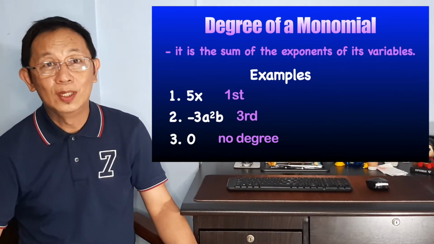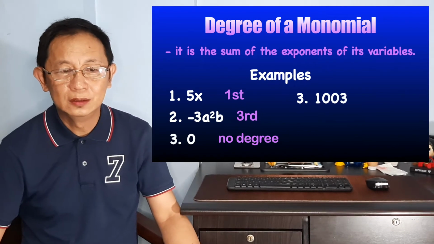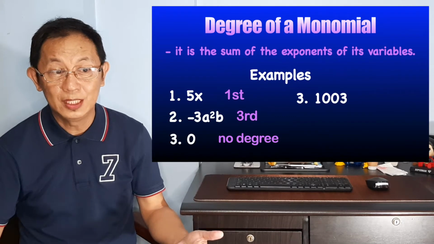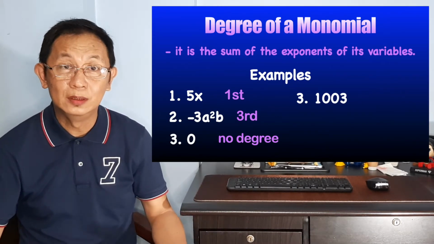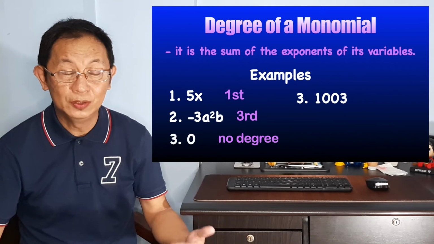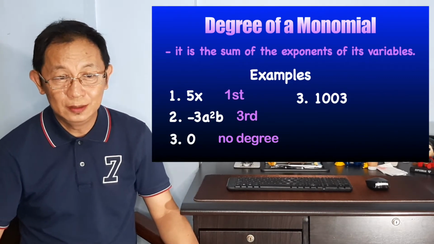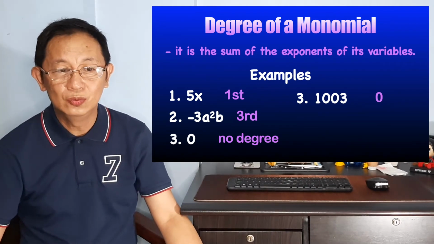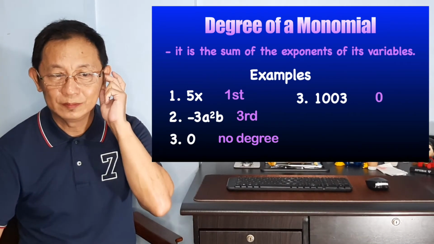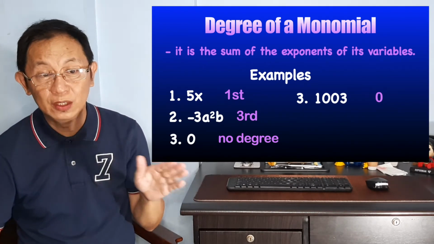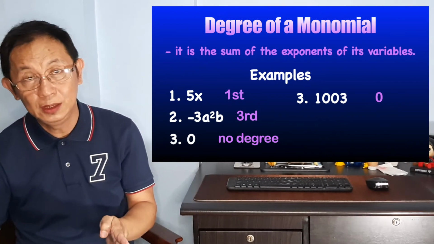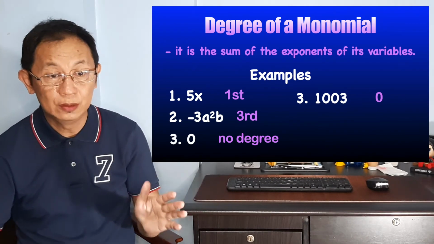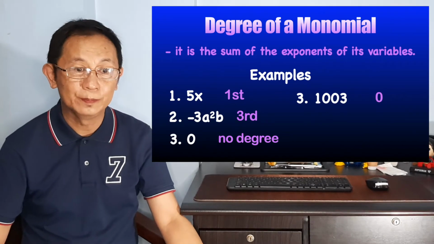Number 3, 1003. Wala din siyang variable like yung number 3 na 0. Pero ang 1003 is in the 0 degree. Again, yung 0, no degree, yung 1003, 0 degree. Any number except 0 is in the 0 degree.